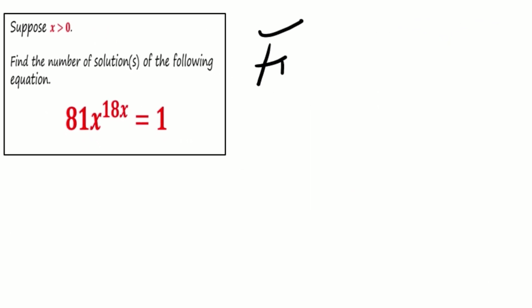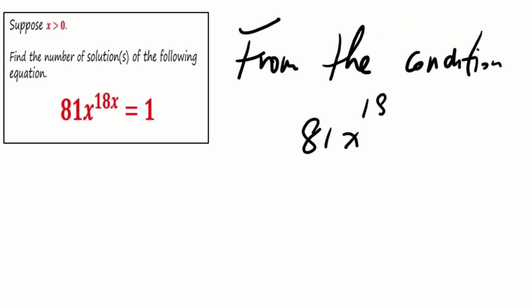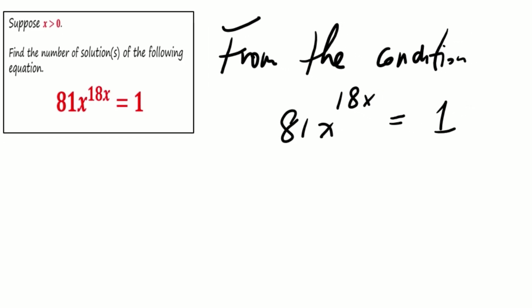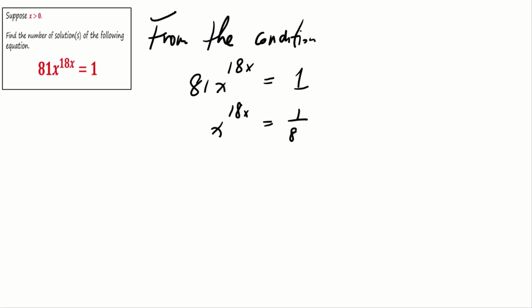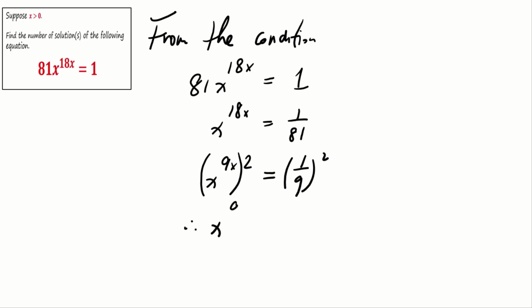From the condition, 81 times x to the power of 18x equals 1, which means that x to the power of 18x equals 1 over 81. The left hand side can be written as x to the power of 9x, and the whole thing squared. The right hand side is 1 over 9 squared. Since x is positive, we conclude that x to the power of 9x equals 1 over 9.